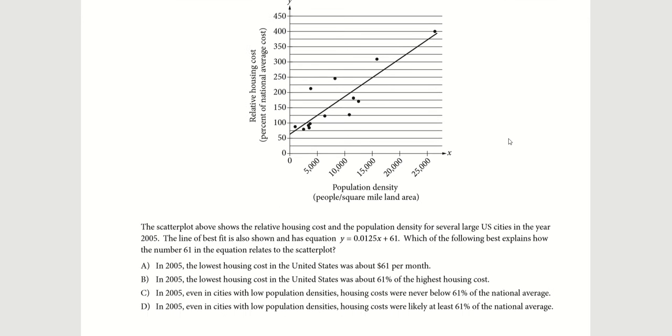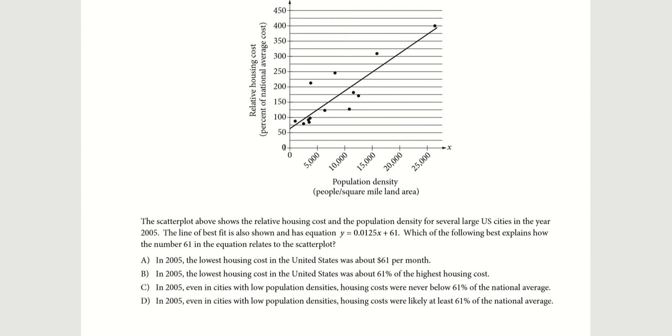Okay, and we're comparing it to the population density here. We're told that it shows the relative housing cost on the y-axis and the population density for several large cities in the year 2005. We're told the equation of the best fit line, and we're being asked which of the following best explains how the number 61 relates to the scatter plot?